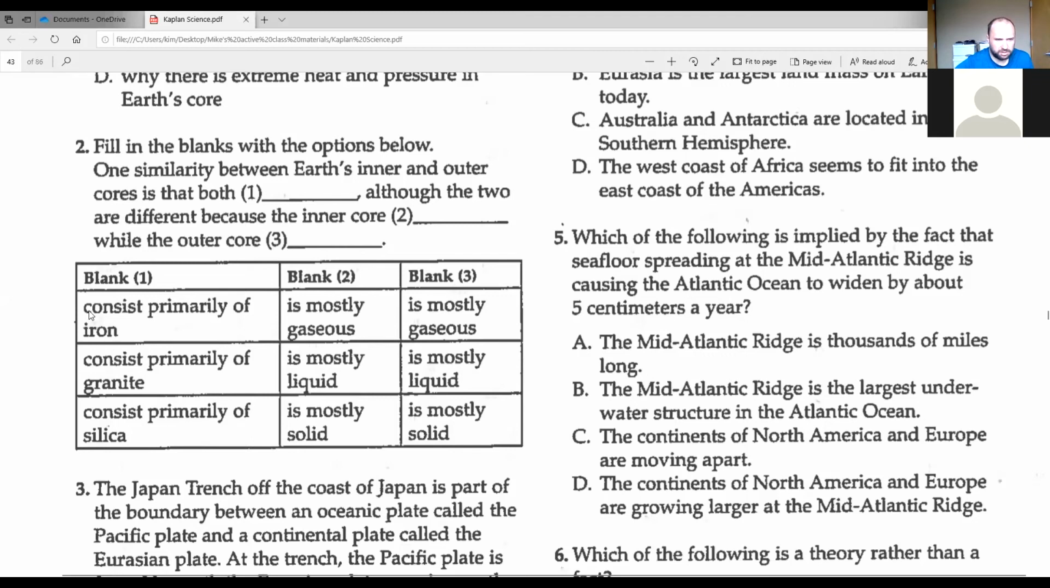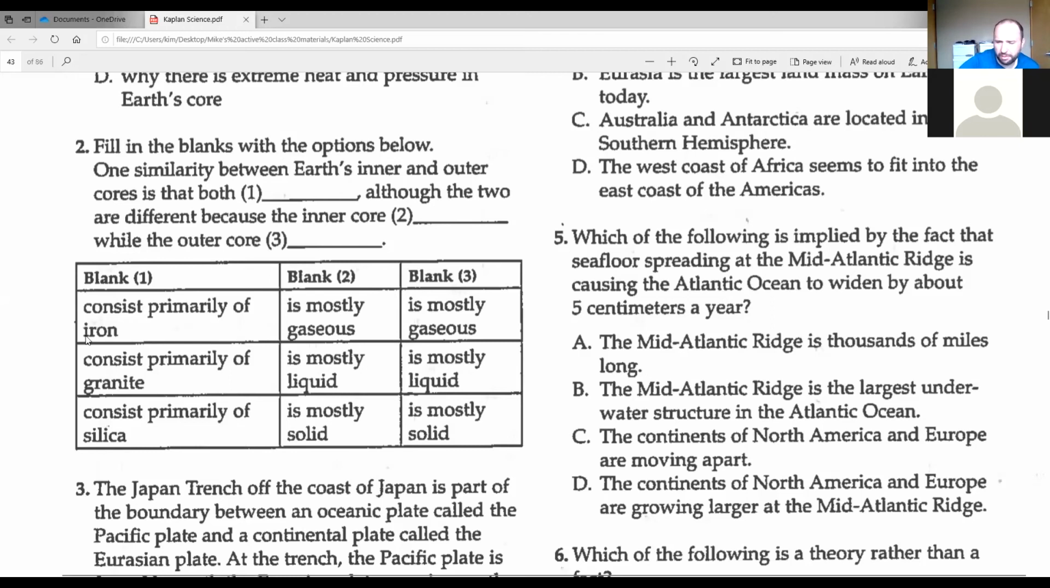That's our first one. And then it goes on to say, although the two are different because the inner core blank, while the outer core blank. So here are our options for 2 and 3, and these are the same. Mostly gaseous, mostly liquid, mostly solid. Remember, the inner core is the innermost one, and the pressure is greatest there, so the inner core is mostly solid, while the outer core is mostly liquid. Okay? So there you go.